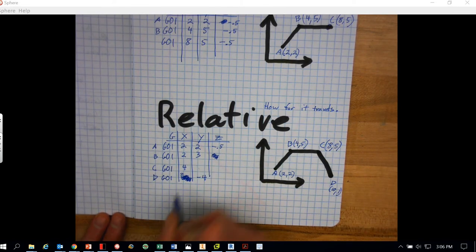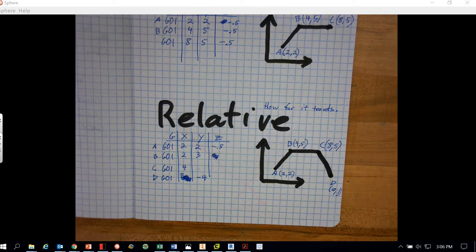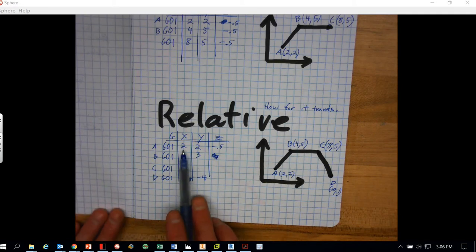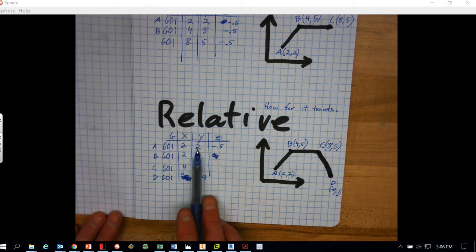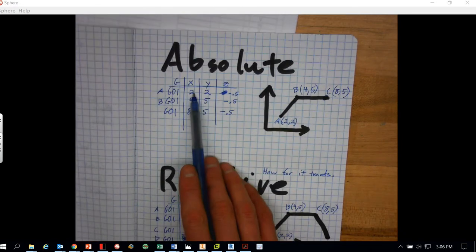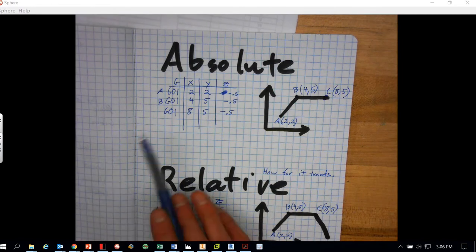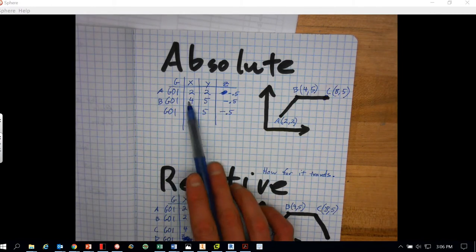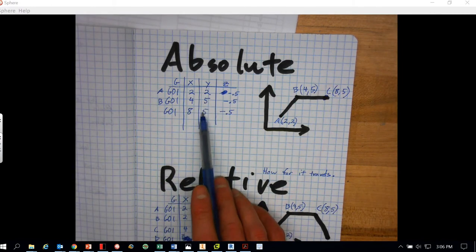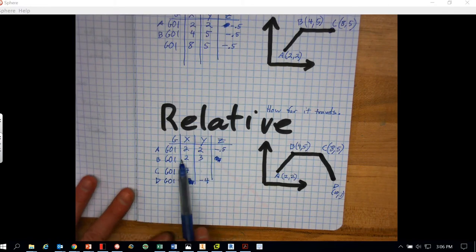Okay. So hopefully this is starting to make sense. Again, relative is how far it's moving. It's not go to a certain point. This is how far it's moving on the x-axis, how far it's moving on the y-axis. And with the other one, you go to that point, that's the only point you're going to go to. This one is how far it moved from each point.